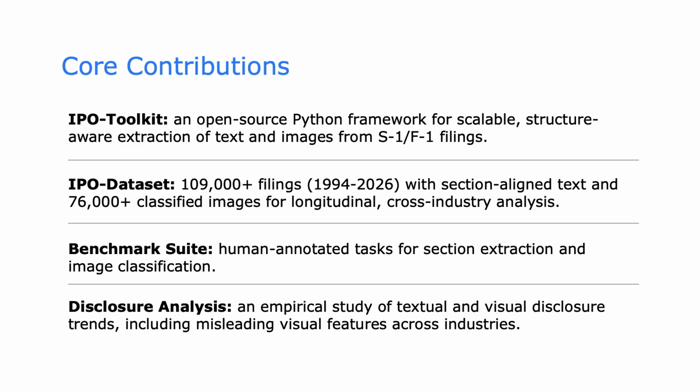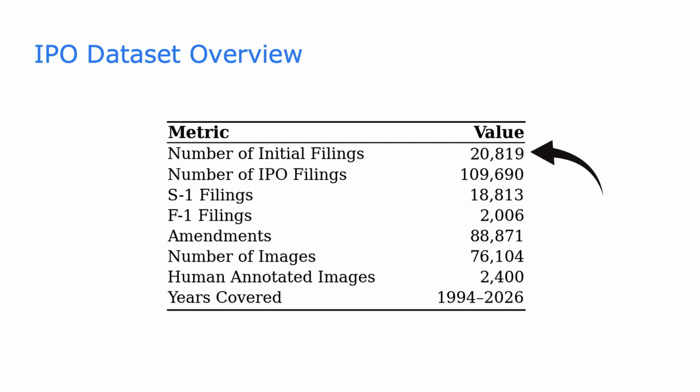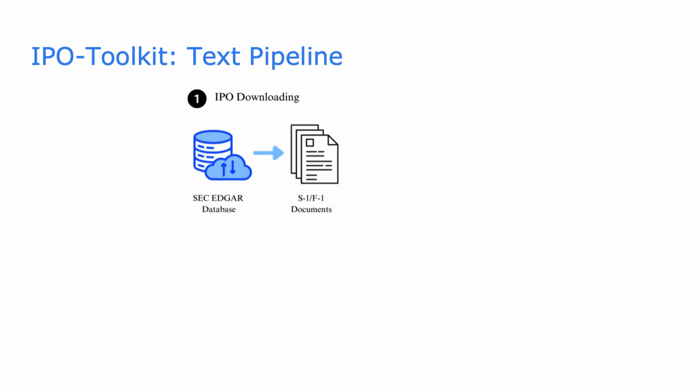To build the dataset, we start from over 20,000 unique initial filings. We extract 76,000 images, of which over 2,000 are human annotated. Every image and section is linked back to its source filing and metadata, including accession number, filing date, and industry code. The section-aligned text was created using the following workflow.